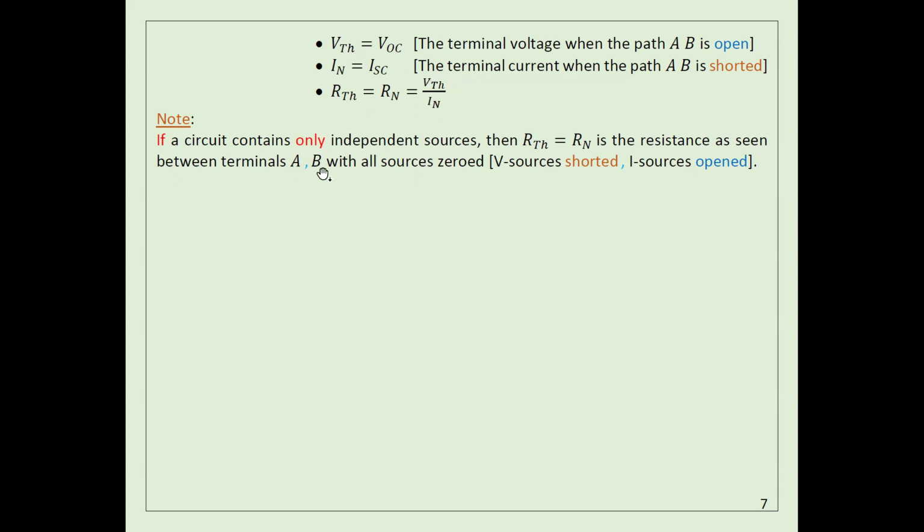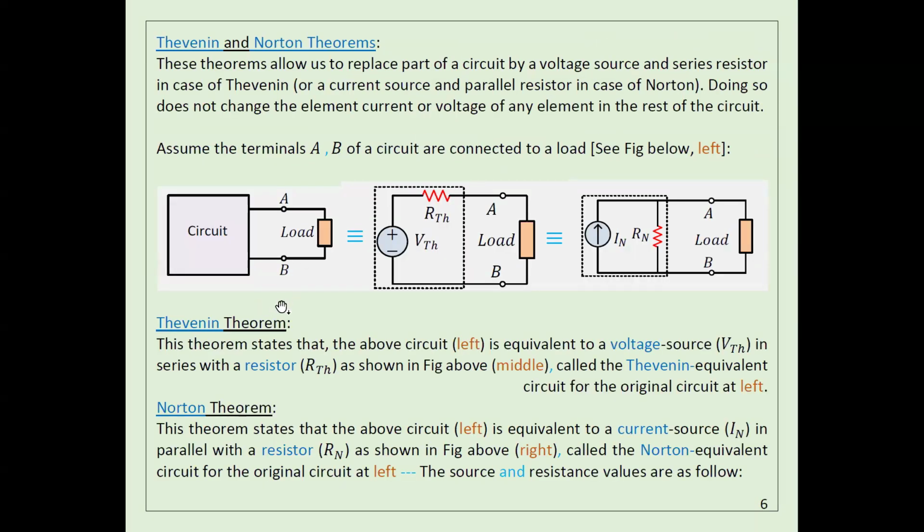Okay? There is another way, but here you have to use it only in case of independent sources. If the circuit contains only independent sources, so there are no dependent sources, all the sources in the circuit are independent, okay? In this case, you have to see what the equivalent resistance is after you cancel the sources.